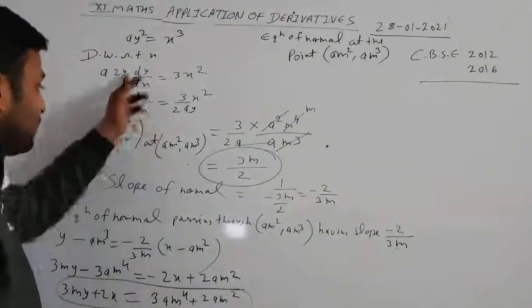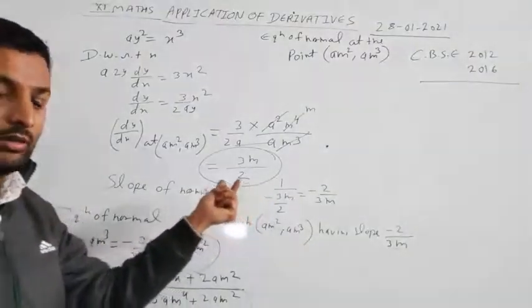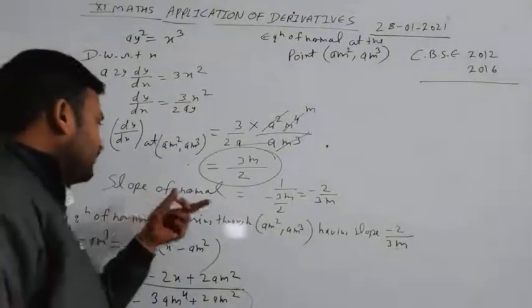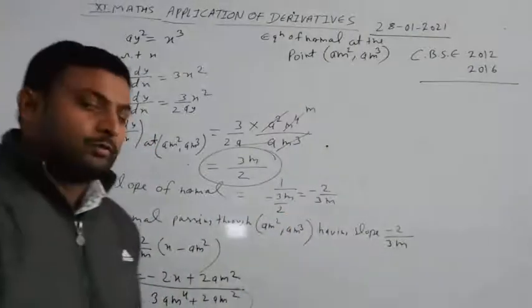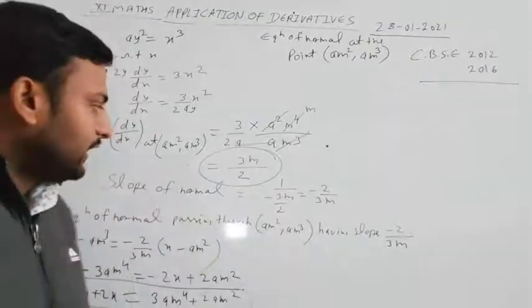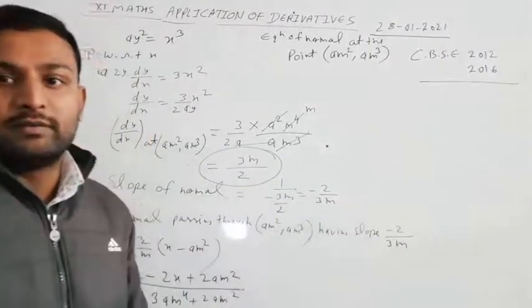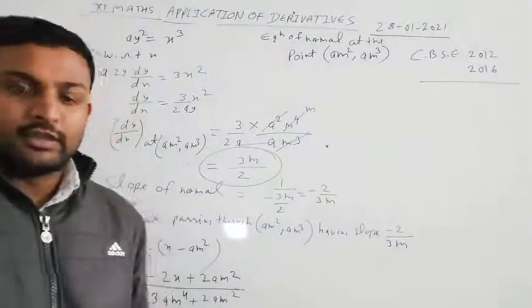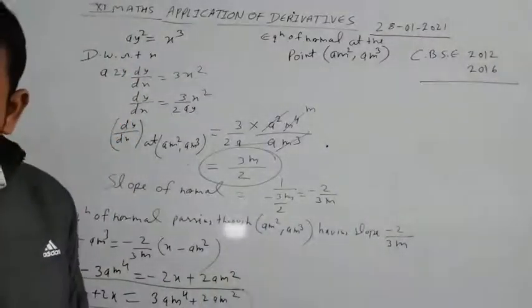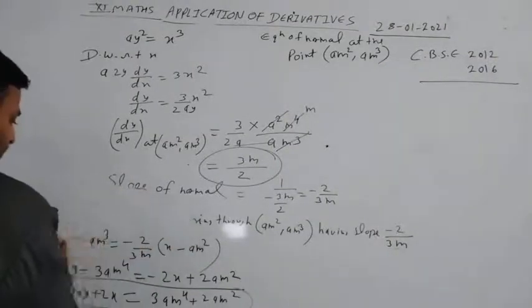First of all, we have to differentiate this. At this point we find the slope, and then we find the slope of normal. You know, the slope of normal is 1 by the slope of tangent, with the negative sign. So we write this as -2/3m, and the equation of normal will be y - y1 and x - x1, and expanding this we get the result. Okay, I hope you understand. Now we see another question.